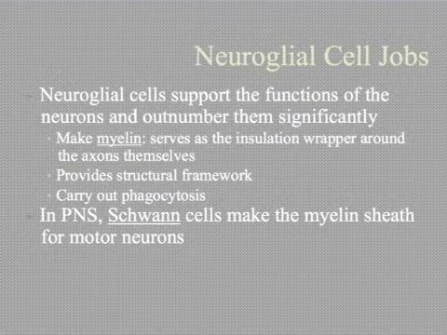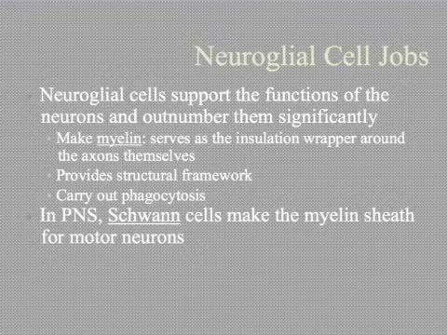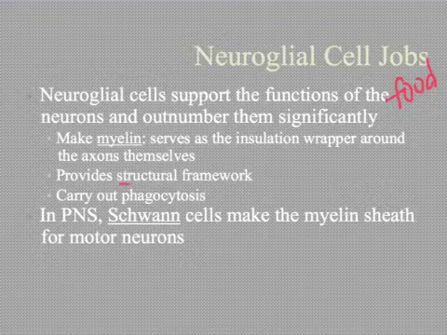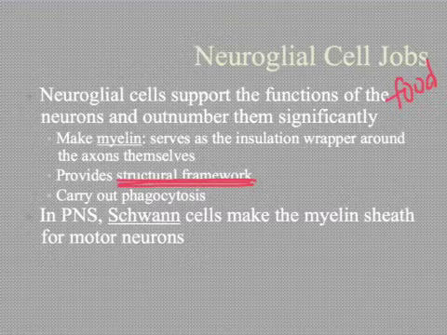So I told you early on that the cells that provide support for the neurons are called neuroglial cells. And some of their jobs, in addition to food, right, they give your body food, they provide physical support, which is what I'm saying here with structural framework. That means they provide kind of the shape and the overall kind of neighborhood of the neurons. But then they also have some protective purposes.